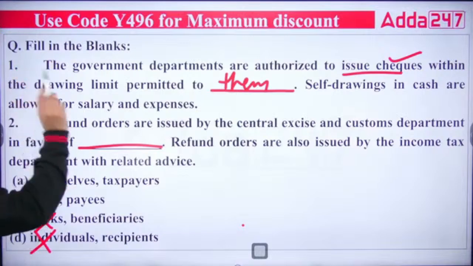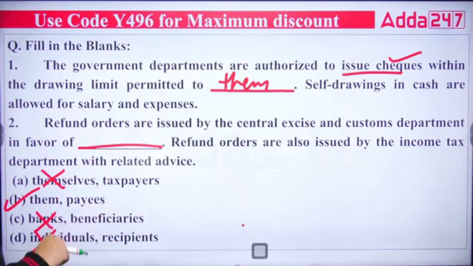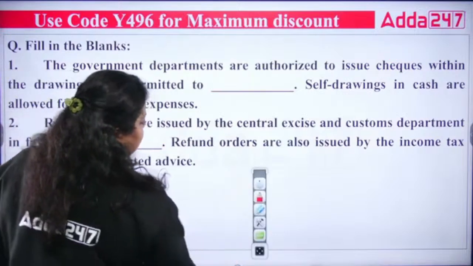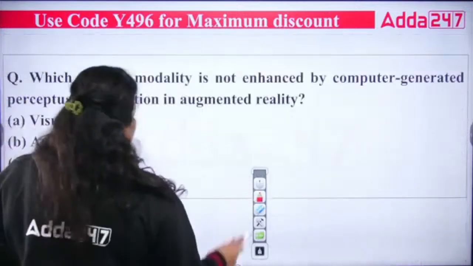B. So refund orders are issued by the Central Excise and Custom Department in favor of what? In favor of the payees. So right answer will be B. Right answer will be what? B. Okay. Next question. Next question we have here.